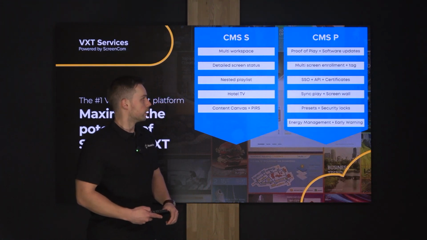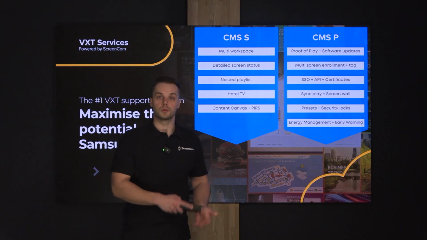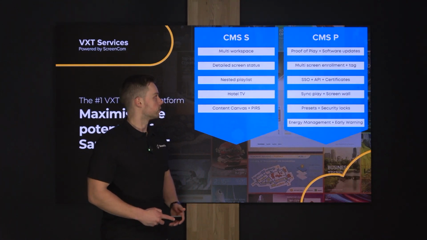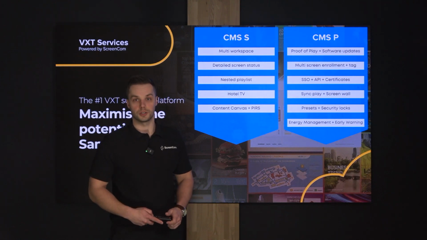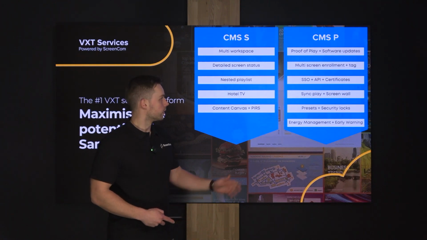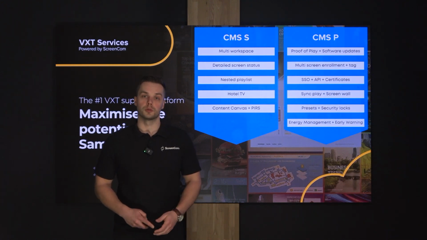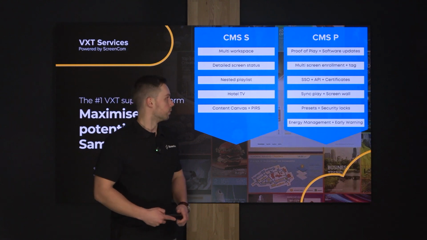To start off, you have proof of play. So in case you want to check how many times a specific content item gets shown on the display, you can check this and make an analysis thanks to the proof of play information in VXT. Then we have the software updates. So if you want to update the firmware of your display remotely, you can also do this using the Pro variation of the CMS system.